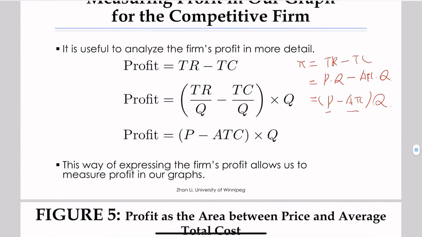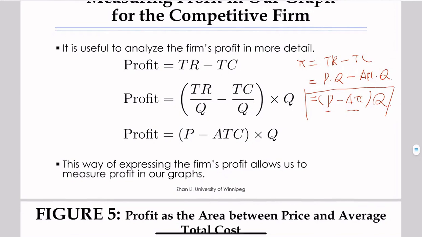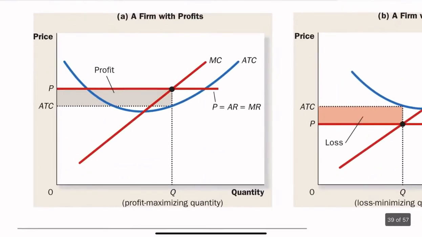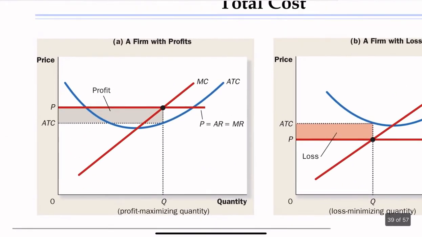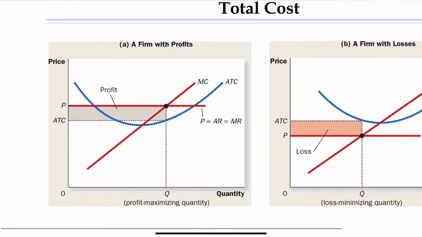So profit would be the difference between price and average total cost, times quantity. The benefit of using this formula is we could easily measure the firm's profit using pictures. So let's see this graph on the left. What you can see here is the firm's profit is given by the difference between price and ATC, right? So this is the difference times quantity. This is the quantity, which means the profit is given by this shaded area.